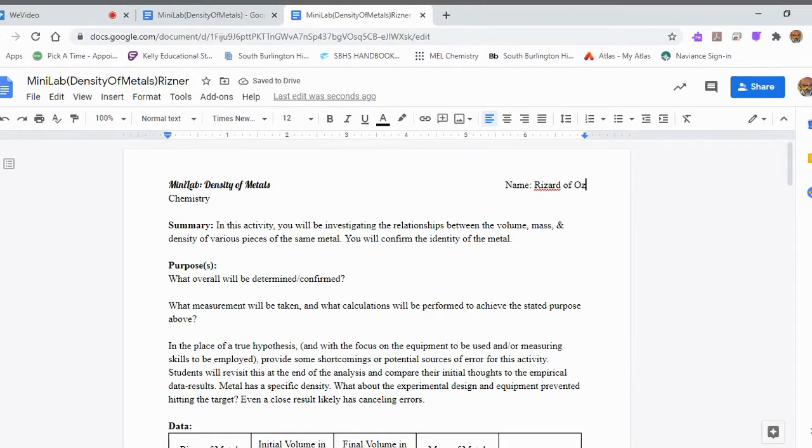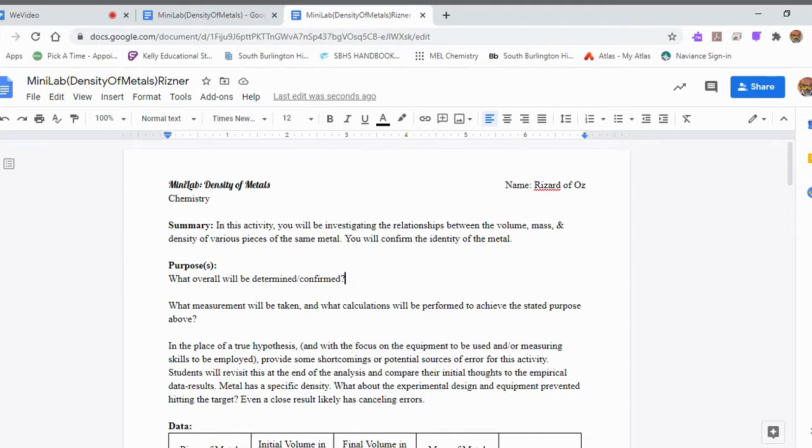We've got a summary here that tells what you're going to be doing, the overall objective, and the purpose is going to be a restatement of that. For a good purpose, what is the overall goal? It's not that the goal is to learn about this or that. The purpose really is what is the final calculation? What are you actually trying to determine in this activity?